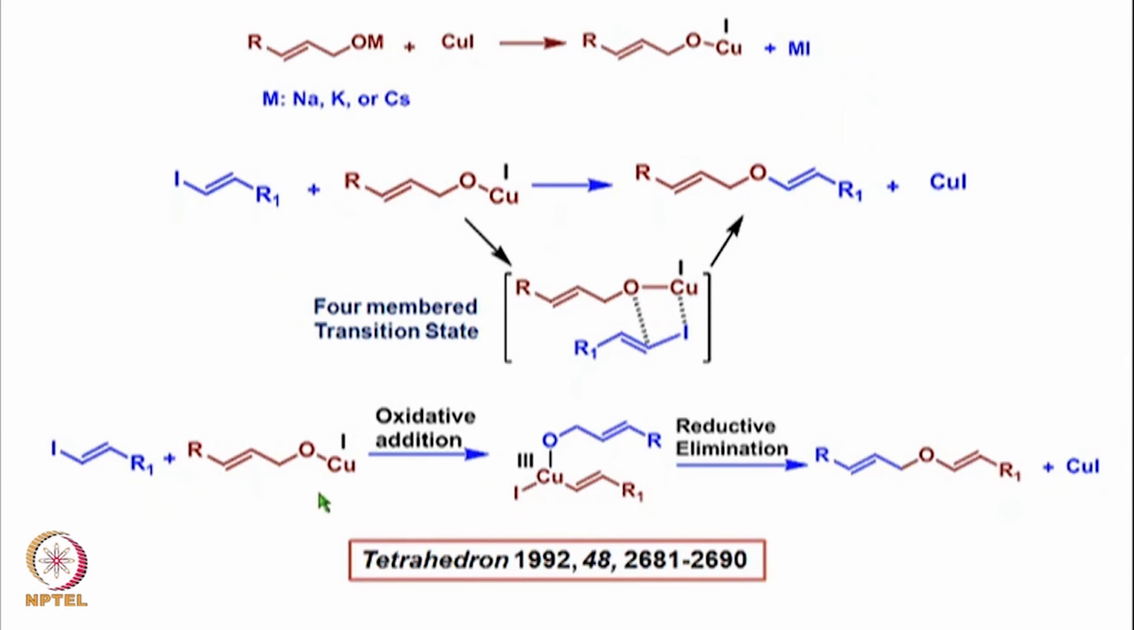Alternatively, what has been proposed is that this copper 1 species which is formed here reacts with vinyl iodide in such a fashion that there is first an oxidative addition that takes place to form this copper 3 species, which undergoes a reductive elimination of cuprous iodide and releases the allyl vinyl ether. This kind of mechanistic consideration has been discussed in detail in this particular journal, Tetrahedron 1992.